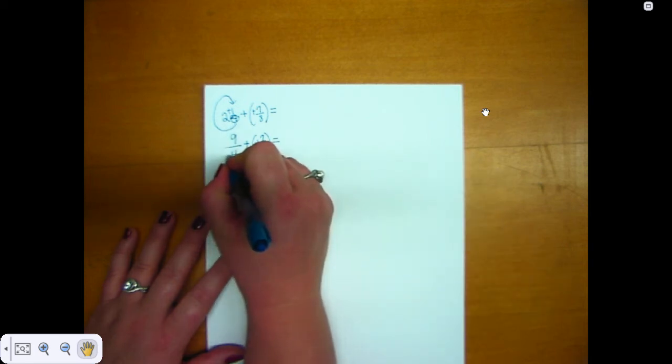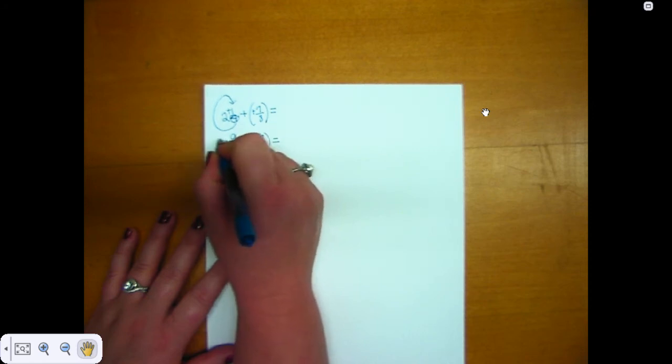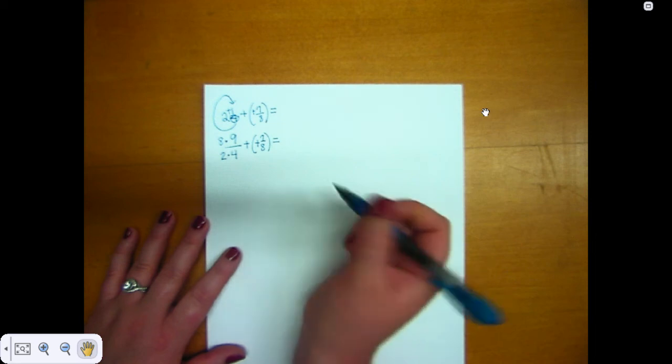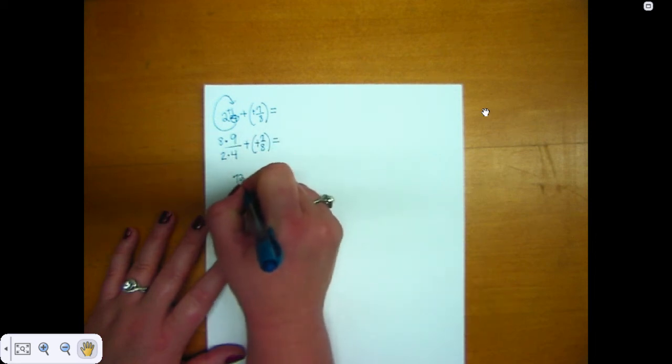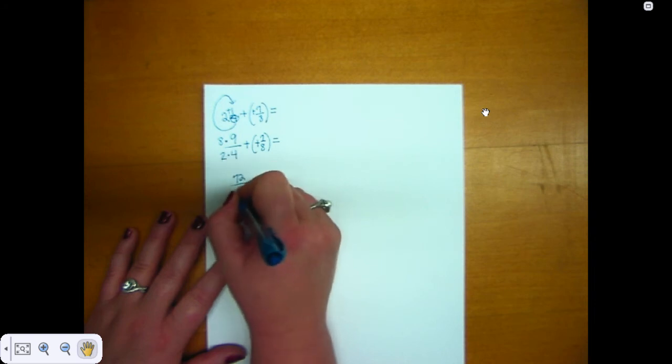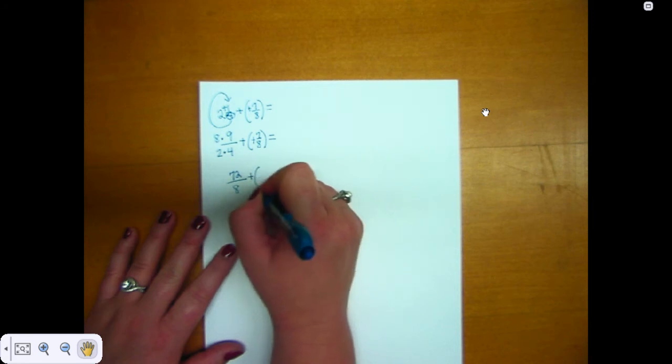So I'm going to convert this one to an equivalent fraction. 4 times 2 is 8, and whatever I do to the bottom, I do to the top. So 8 times 9 is 72, and 2 times 4 is 8. Now all I need to do is bring down the rest of the problem.